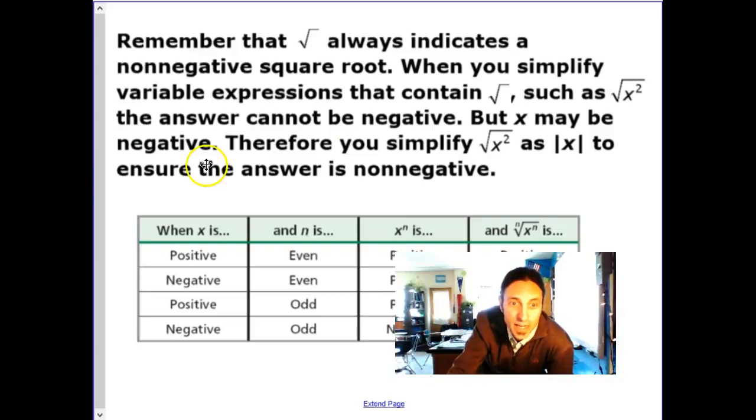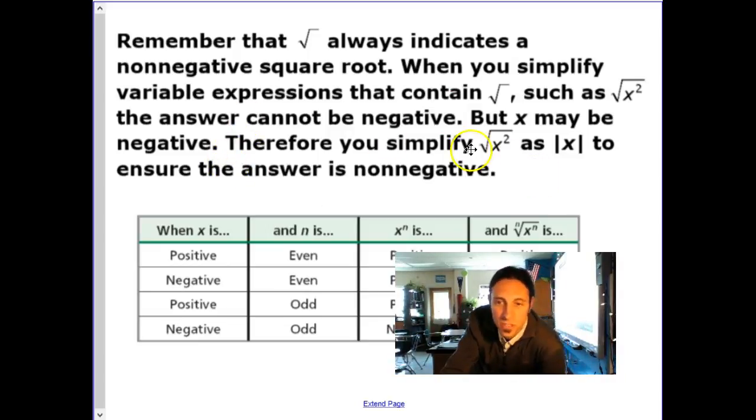Okay, we're back. Now, remember this radical sign always indicates the non-negative square root. So when you simplify variables that contain a radical sign, such as the square root of x squared, the answer cannot be negative. But x may be negative. What in the world does that mean? Therefore, when you simplify something like that, you're always going to use the absolute value.